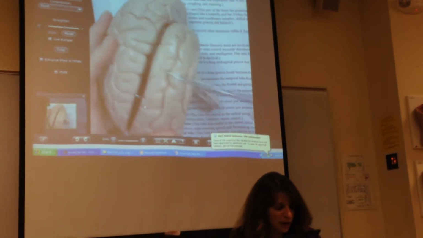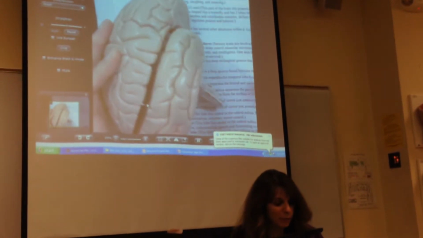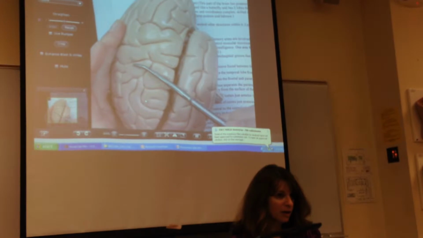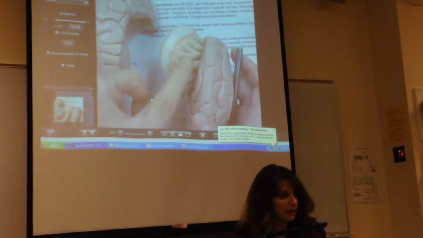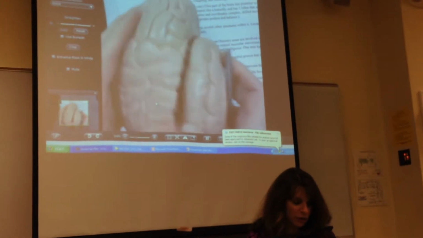What lobe is this right here? Temporal. Temporal lobe. And this one up here? Parietal. Parietal lobe. And if I take this off, what lobe is this right here? Insula. Insula lobe. Very good.